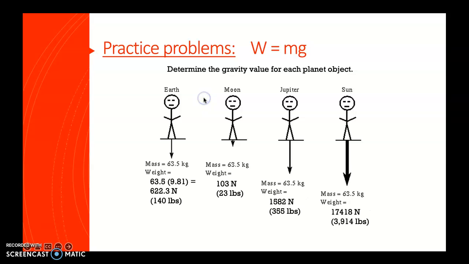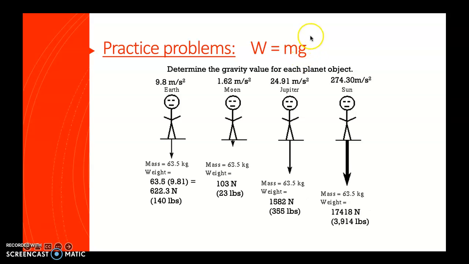So here we have some different examples. Depending upon where you are, the force that the person is going to experience is going to be dependent upon the force of gravity. So in all of these situations, the person has a mass of 63.5 kilograms. On Earth, they would be 140 pounds. On the moon, they would be 23 pounds. On Jupiter, which is much larger, they'd be 355 pounds. And on the sun, which is gigantic, they would actually be 3,914 pounds. And as you can see, it's because of the difference in gravity.